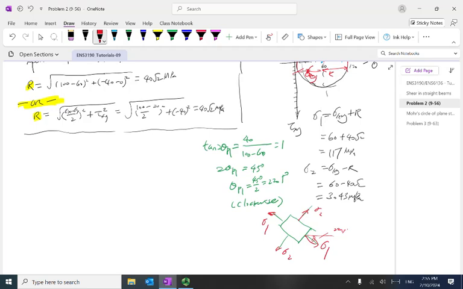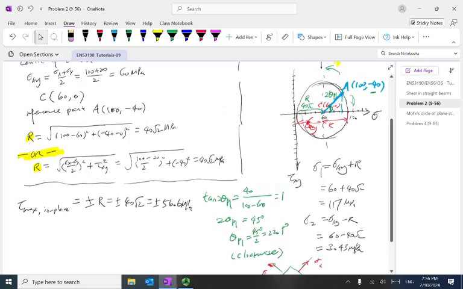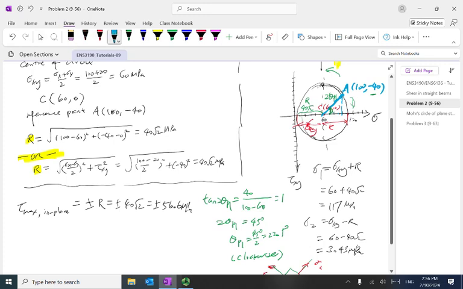Then we can also work out the tau max in plane equal to plus minus R, so equal to plus minus 40 square root 2, so roughly plus minus 56.6 megapascal. So from here, this point or that point, that's E or F, something like this. How much can we work out?